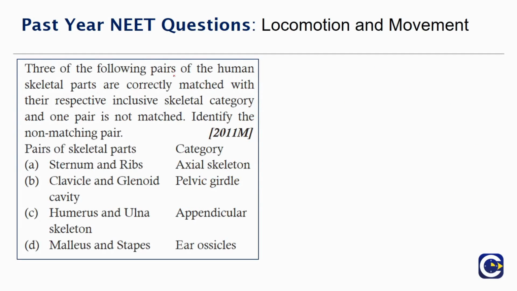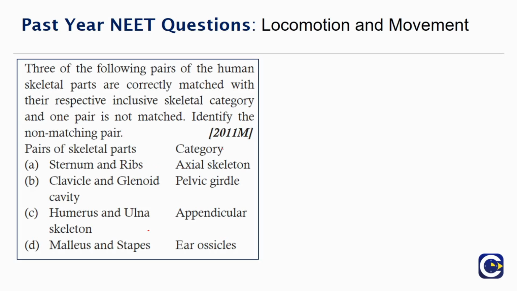Three of the following pairs of human skeletal parts are correctly matched with their respective inclusive skeletal category, and one pair is not matched. Identify the non-matching pair. So pairs of skeletal parts and their category have been given. Sternum and ribs, axial skeleton. Clavicle and glenoid, pelvic girdle. Humerus and ulna, appendicular skeleton, and the malleus and stapes, ear ossicle. So we have to find the wrongly matched.